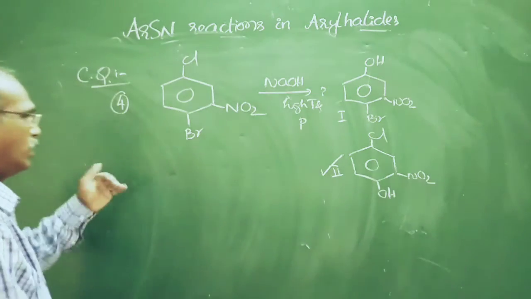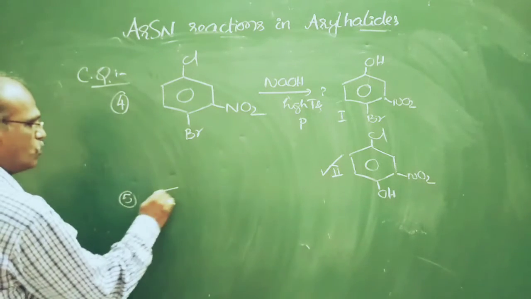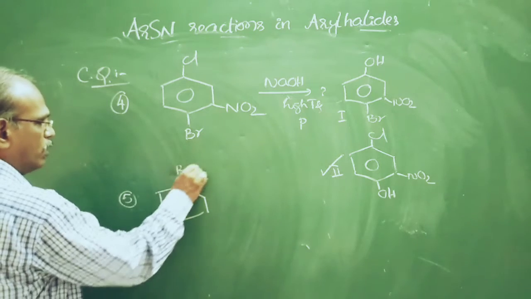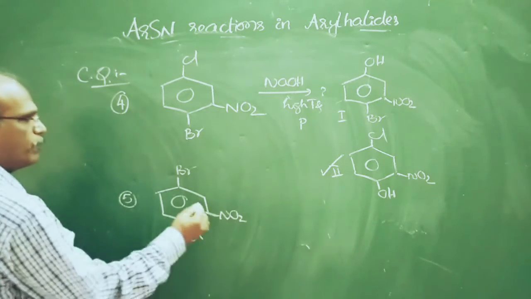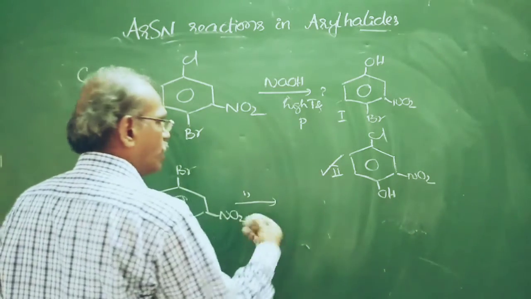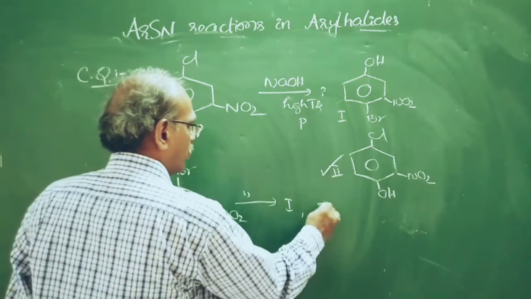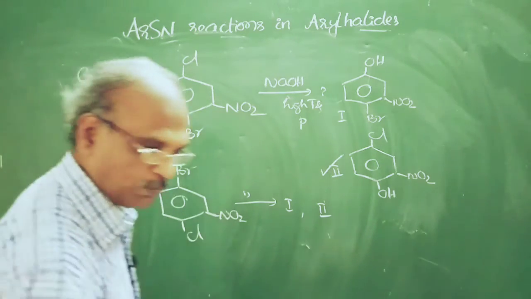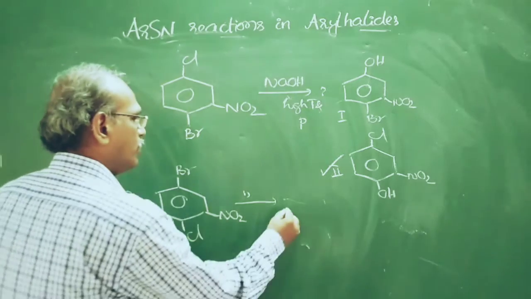Let me give one more question. After that, let's compare these two. Suppose here Br, here Cl. Again, under similar conditions, again, what is the product? Two products, product 1 and product 2, which is probable. See, okay, we cannot write, let's write, better to write the products.